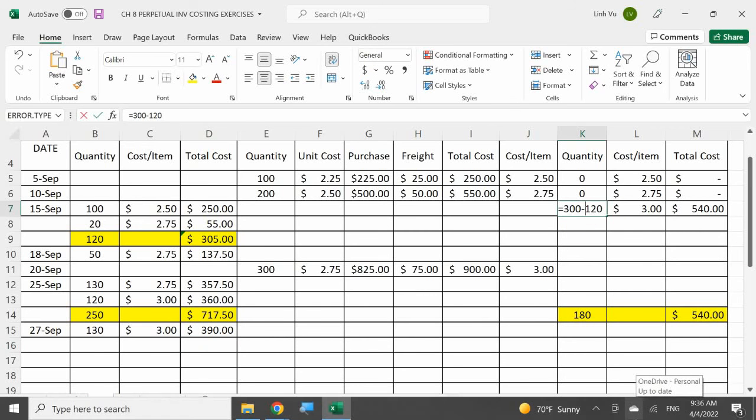What's 180 minus 130? It's going to leave you with 50, right? Which is exactly what my inventory worksheet told me. The scenario told me by the end of September, September 30th, you should have 50 units left at $3 each, giving you a total of $150. Okay, so this is FIFO.